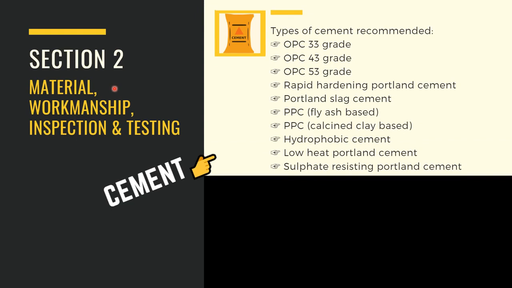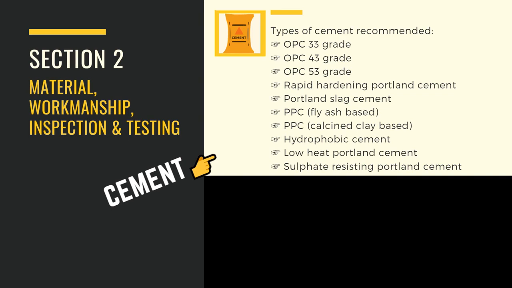IS code specifies some types of cement that can be used for concrete purposes. The types of cement recommended by IS codes are: first, OPC 33 grade; second, OPC 43 grade and 53 grade. Next, rapid hardening Portland cement, Portland slag cement, PPC Portland pozzolana cement, which is fly ash based, and another one which is calcined clay based, and another one is hydrophobic cement, low heat Portland cement. Low heat Portland cement is widely used in the construction of dams. And the last one is sulfate resisting Portland cement, because sulfate is an adverse constituent. The cement which can resist sulfate can be used in adverse environments.